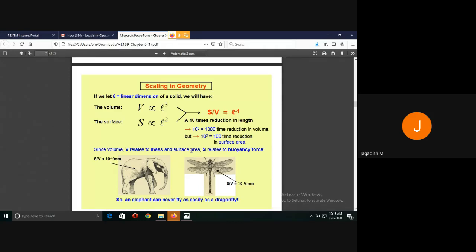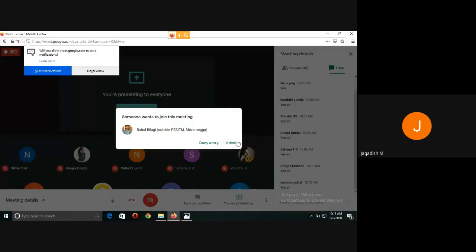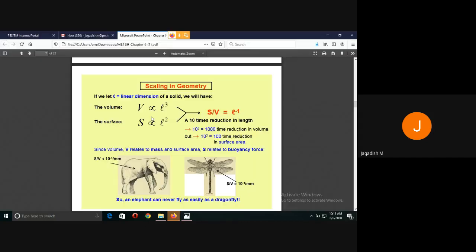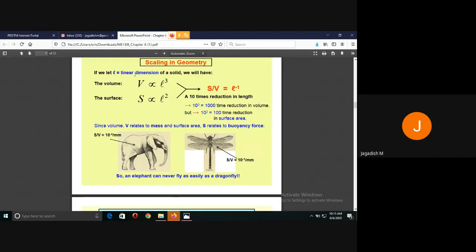So I repeat for those who have joined new. Quickly I'll repeat. We know that L is the linear dimension of a solid. So if L is the linear dimension of a solid, then V is proportional to L cube. We know that S, the surface area, is proportional to L squared. So if I take the ratio of surface to volume, I'll have L to the power minus 1. These are the scaling laws in geometry. How does this help? If I increase the dimension L by 10 times, then the volume will increase by 1000 times and the surface area will increase by 100 times.